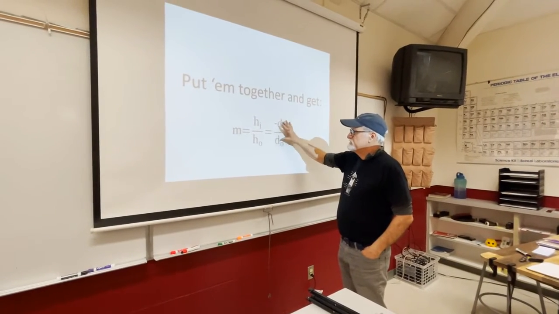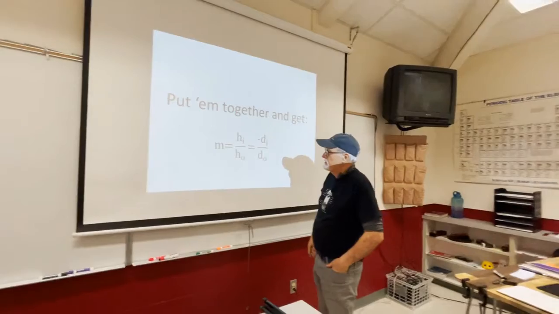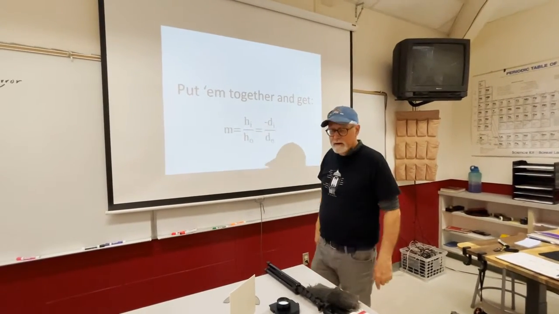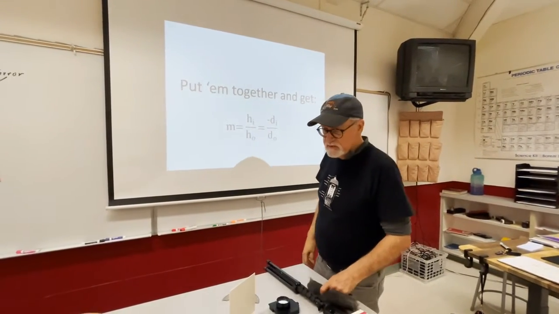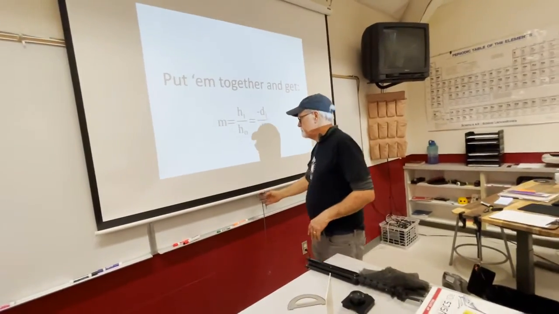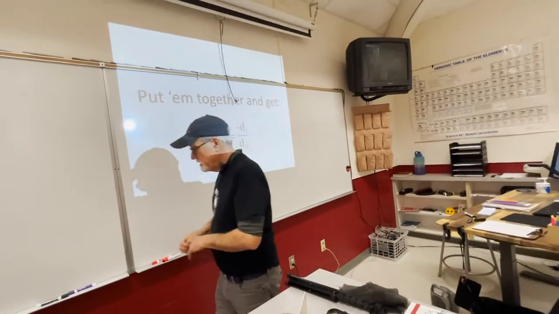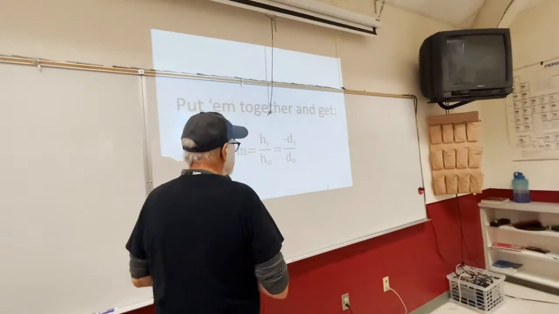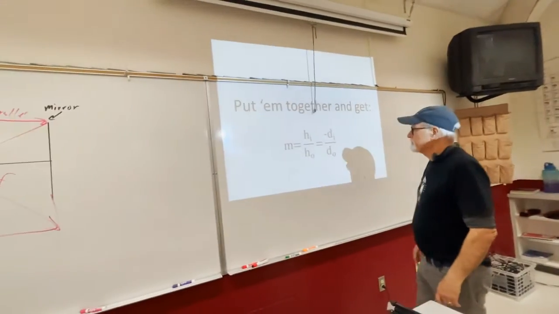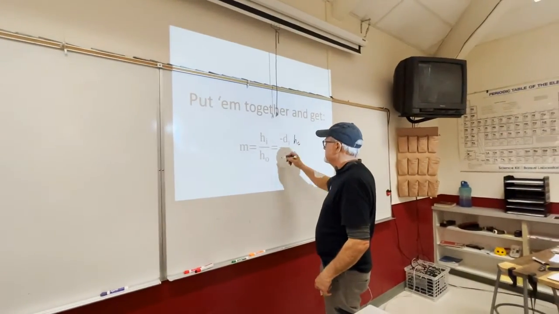I noticed that there's a negative here. What does that mean? Well, the image won't always be upright. It will not always be inverted, and you can see this from this. But this is the distance to the image, and we want to find the height of the image. So we multiply times the height of the object, right?